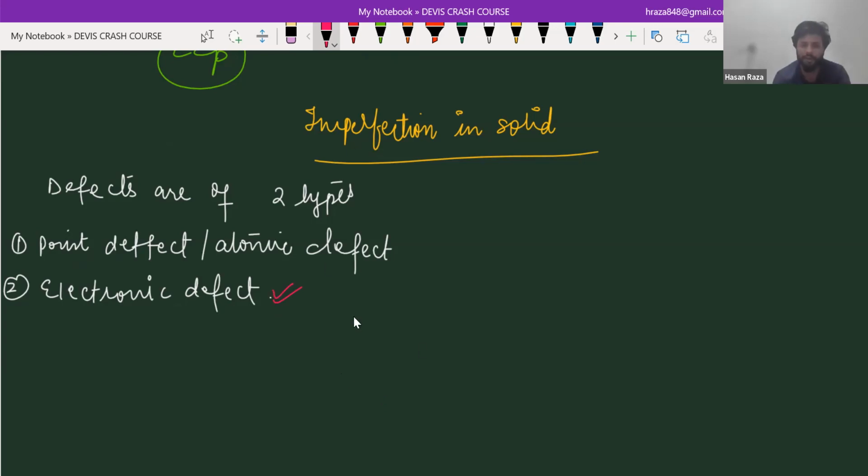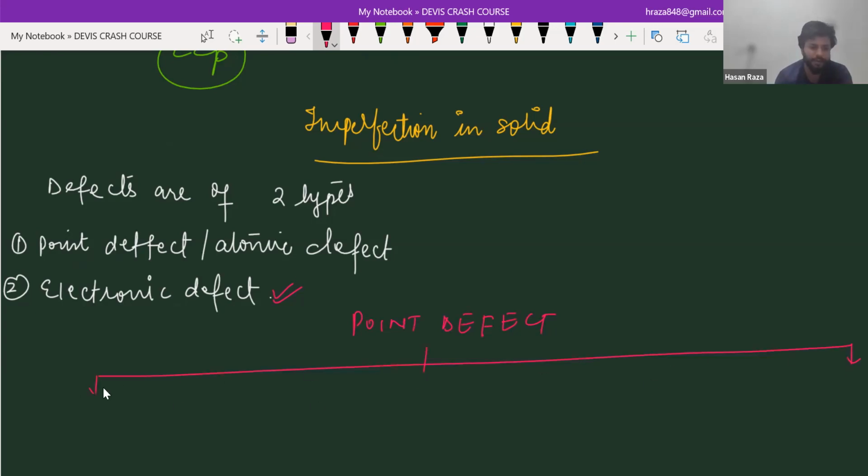So we will focus first on point defect, and this point defect is basically of three types. That is stoichiometric defect, then there comes impurity defect, and then non-stoichiometric defect.